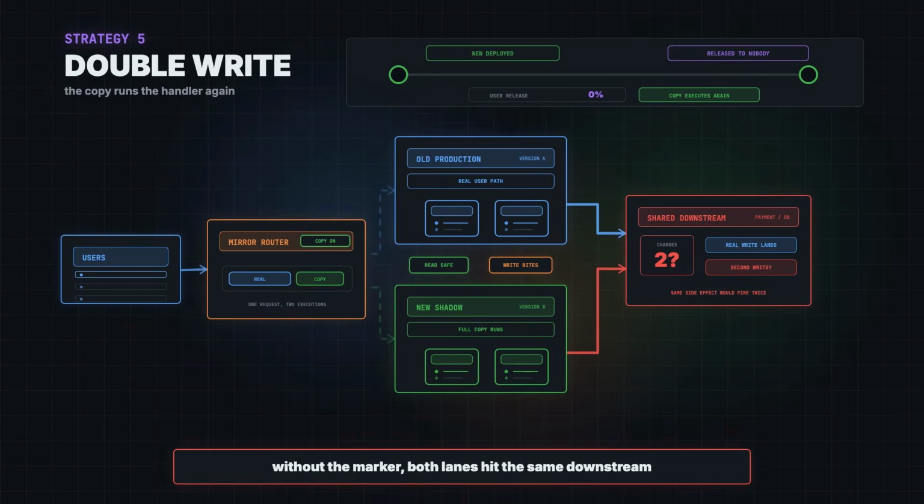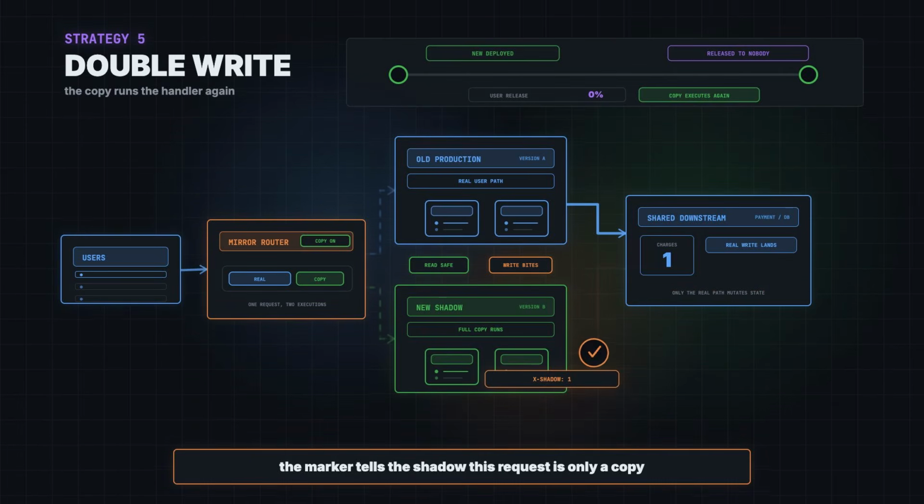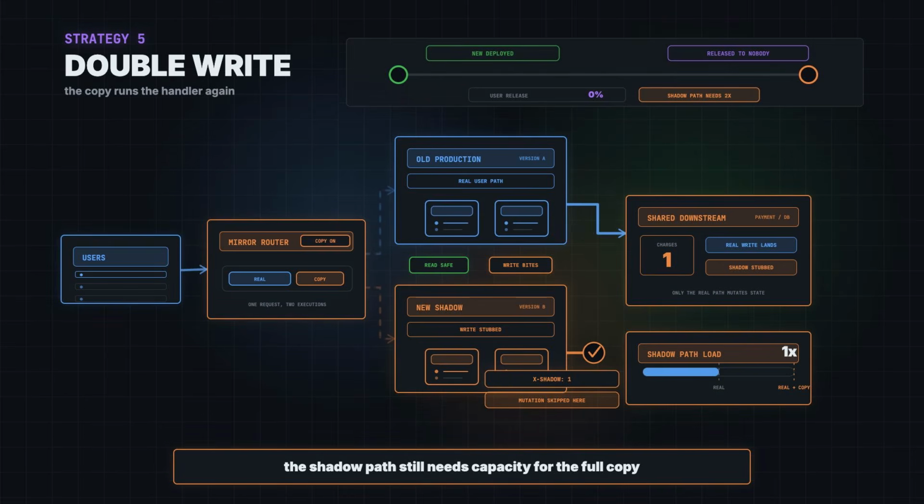So you only mirror writes that are safe to repeat, or you tag each copied request with a header the shadow can spot, and skip the mutating write when it sees the marker. Mirroring isn't free on capacity either. You push a full copy of production through the new version, so load on that path roughly doubles. That path needs real spare capacity, since it runs every step except the write you stopped.